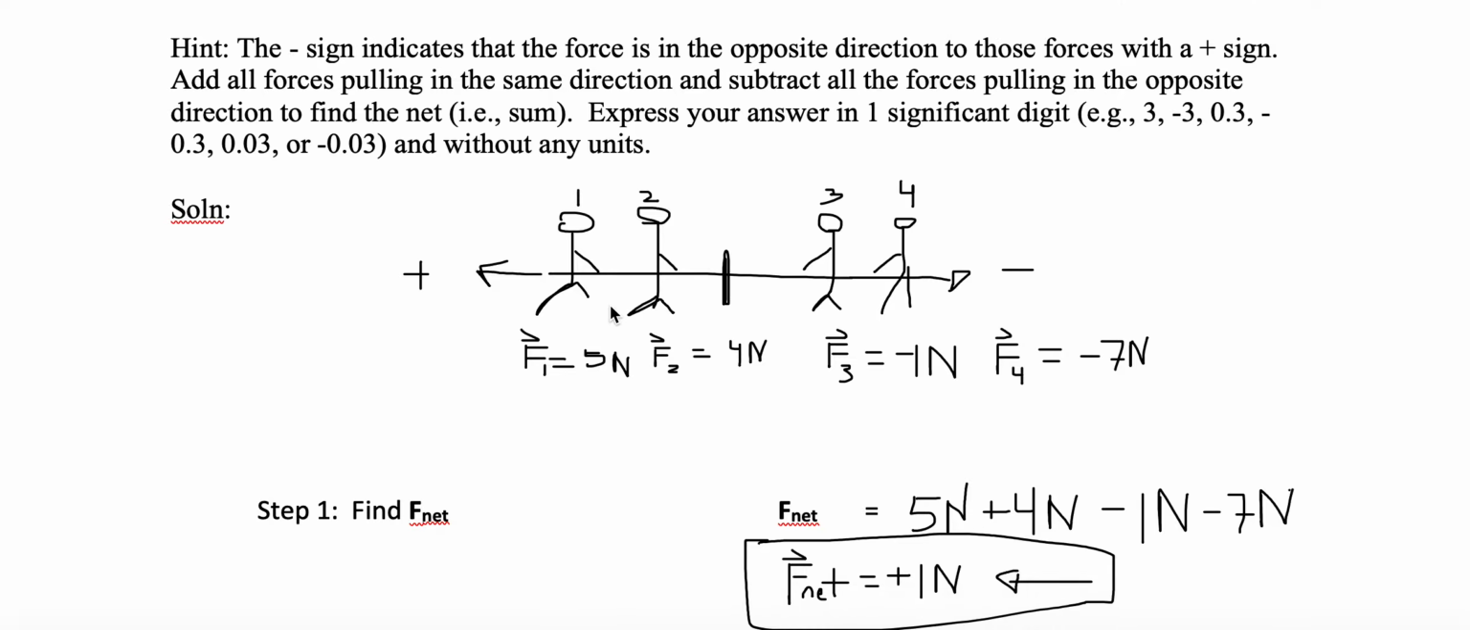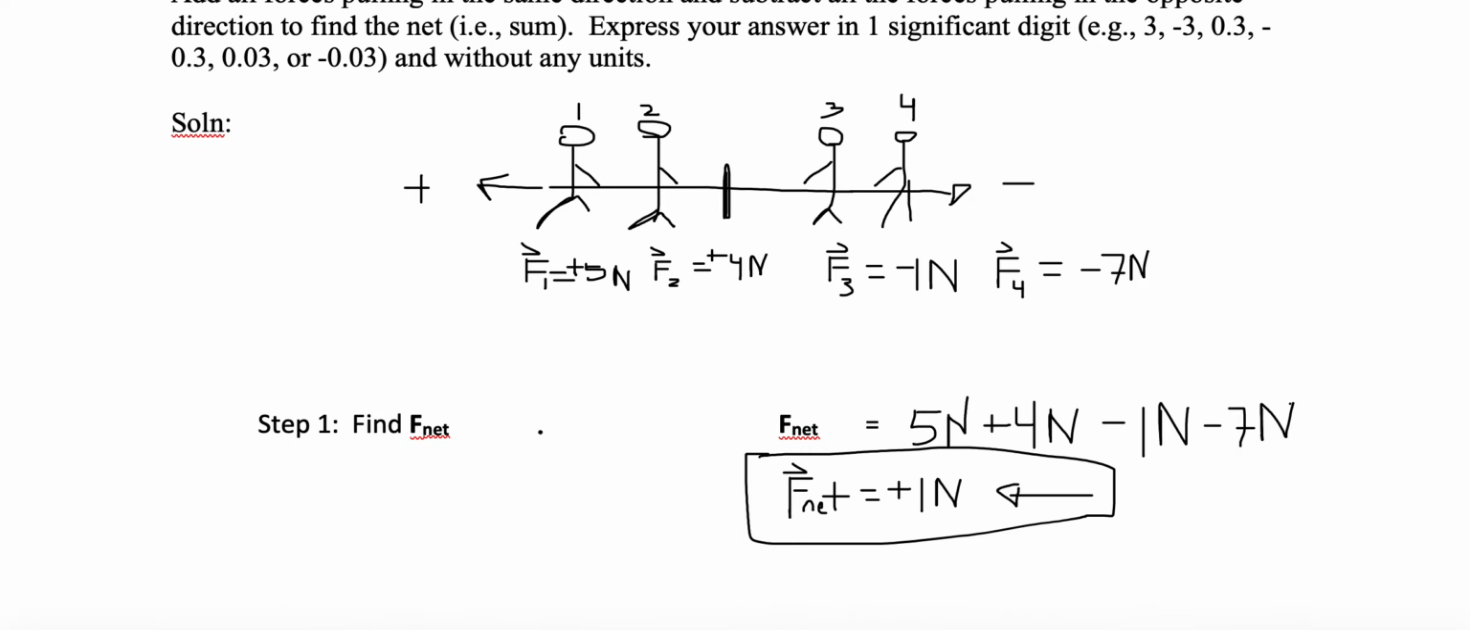So we draw on our picture. Here's our rope. Here's our flag in the middle of our rope. Astronaut 1 and 2 are pulling in one direction, and we have these as positive 5 newtons and positive 4 newtons, and we're declaring pulling to the left is positive. We're in space, so it really doesn't matter. So we're saying pull to the left is positive, and pulling in the opposite direction is negative. So F3 and F4 are negative values, so we're pulling in the opposite direction, or to the right.